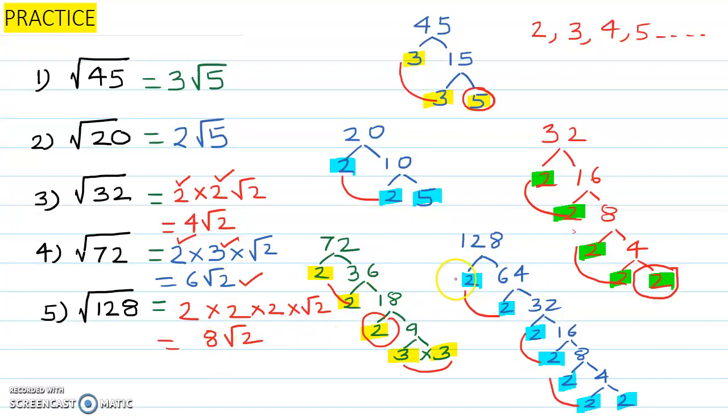Now 128, this 2 and this 2 are a pair, so we have written this. This 2 and this 2 are a pair, so we have written this. For this pair I have written another 2. Again this 2 is unpaired, so I have written it with the square root sign. 2 times 2 is 4, times 2 is 8, 8 times root 2, so that is 8 root 2. So these are the answers.